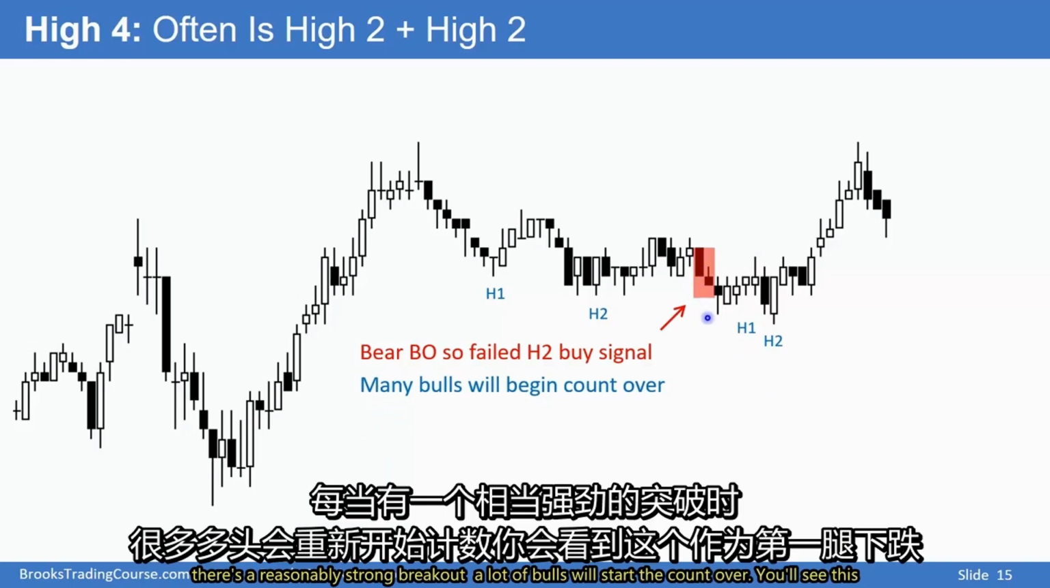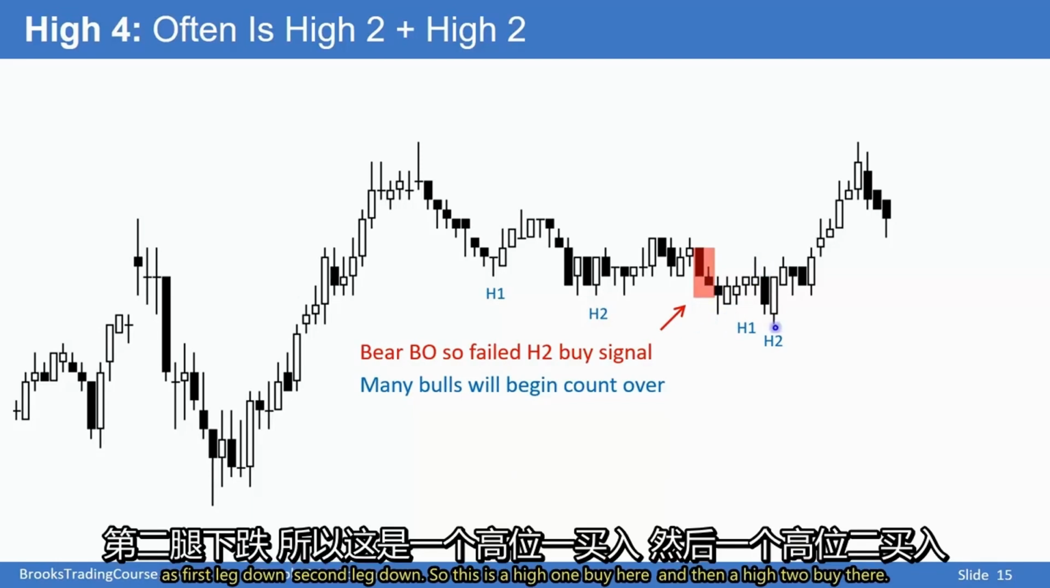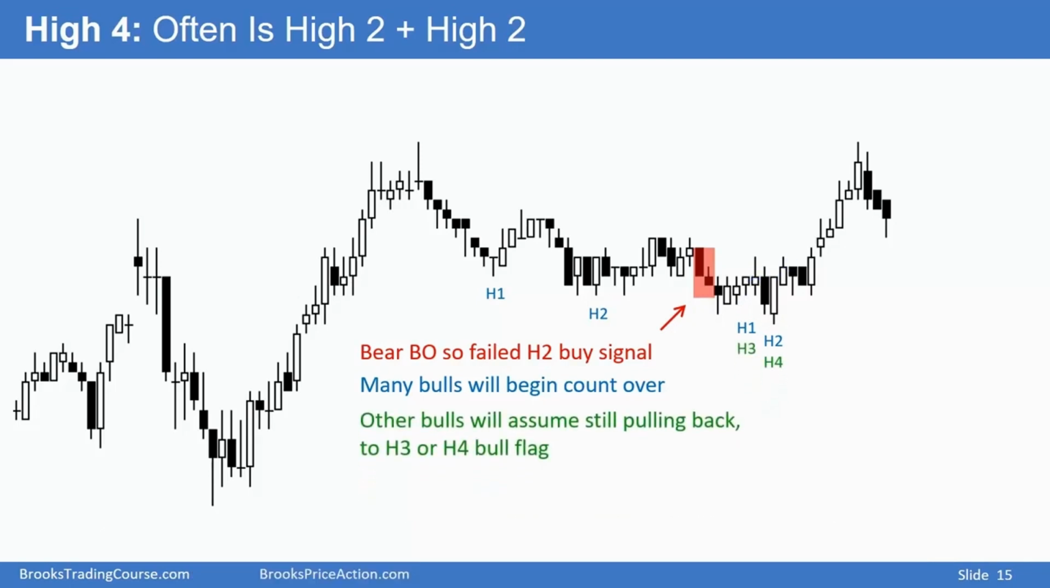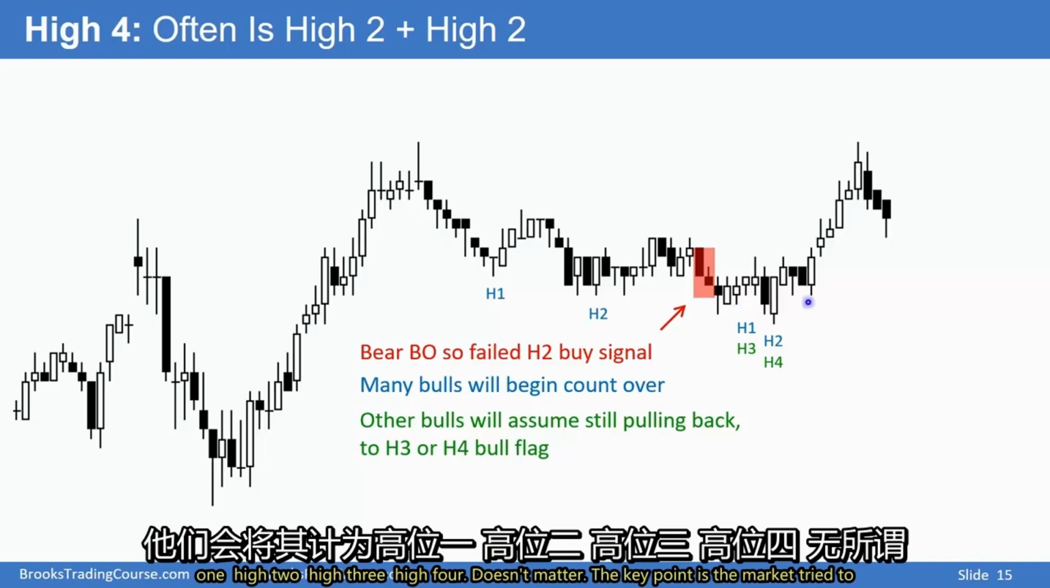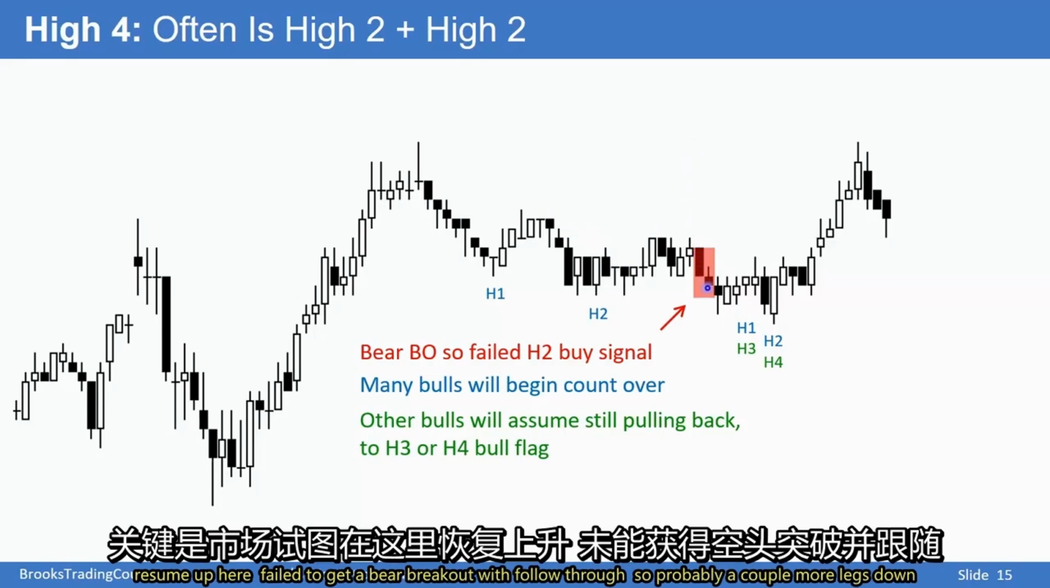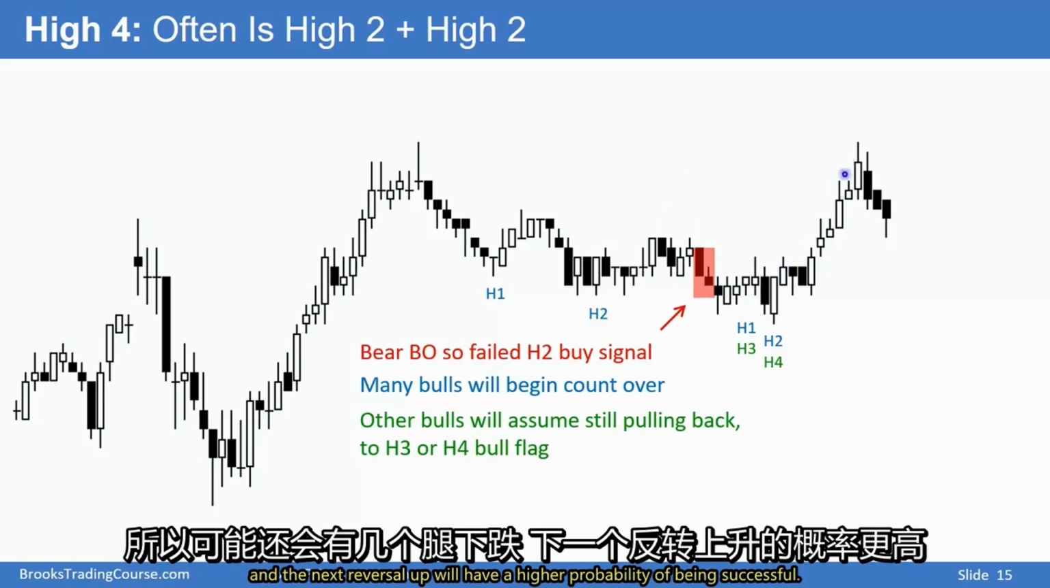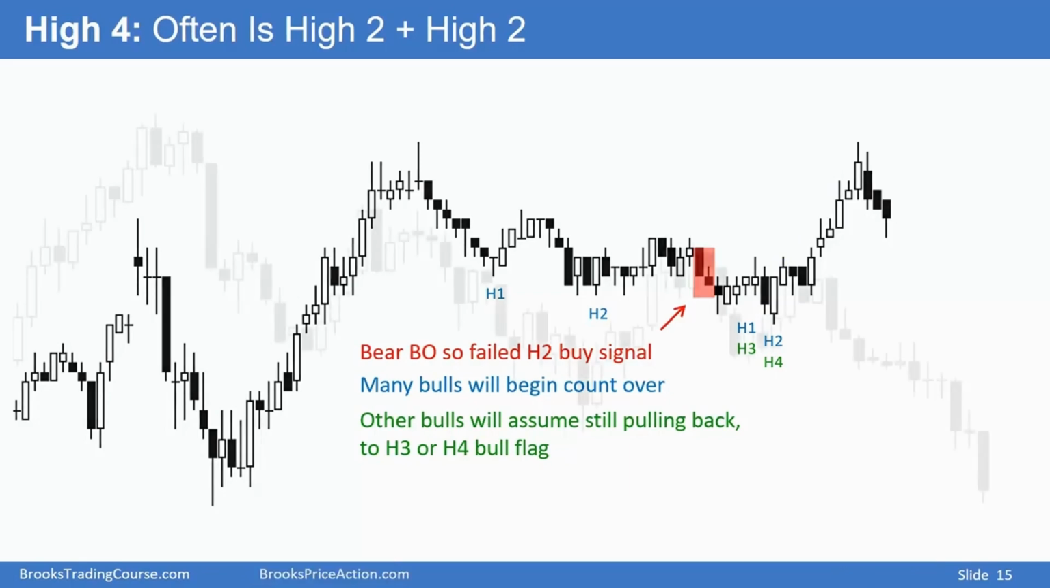Whenever there's a reasonably strong breakout, a lot of bulls will start the count over. You'll see this as first leg down, second leg down. So this is a high 1 buy here, and then a high 2 buy there. Other bulls will say it's simply the bull flag growing further, and they'll count it as high 1, high 2, high 3, high 4. Doesn't matter. The key point is the market tried to resume up here, failed to get a bear breakout with follow through. So probably a couple more legs down, and the next reversal up will have a higher probability of being successful.